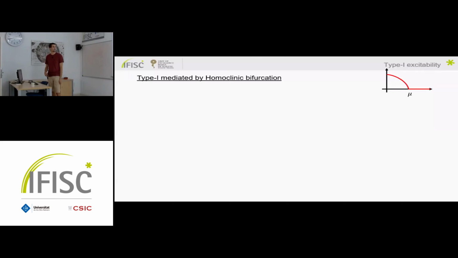On the other hand, we have type 1 excitability, which is the one where the frequency of the oscillations goes to 0 before the excitable regime. There are two ways we can go in these systems, two bifurcations that lead to the excitable regime. First of all is the homoclinic bifurcation.